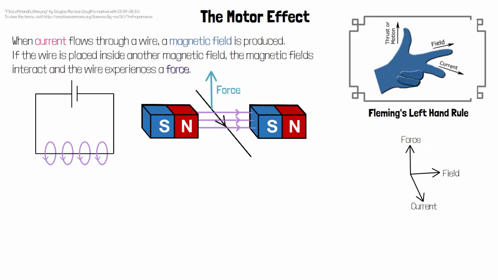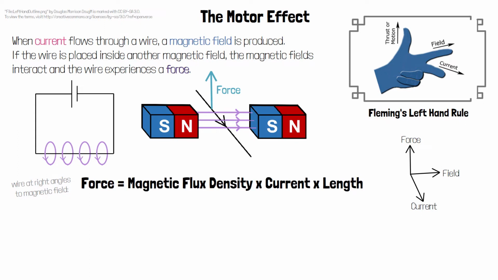We can calculate the force experienced by a wire, assuming it's at right angles to the magnetic field, using this equation. Force is equal to magnetic flux density, which determines the strength of the magnetic field, times the current flowing through the wire, times its length. The stronger the magnetic field, the higher the current, or the longer the wire, the greater the force experienced by the wire. Force is measured in newtons, magnetic flux density is measured in Tesla, current is measured in amps, and length is measured in meters.